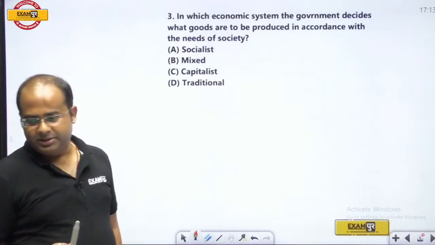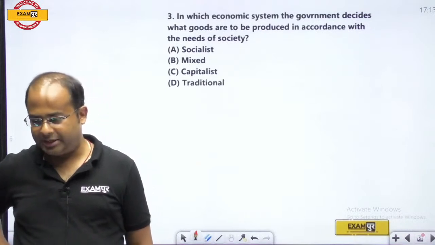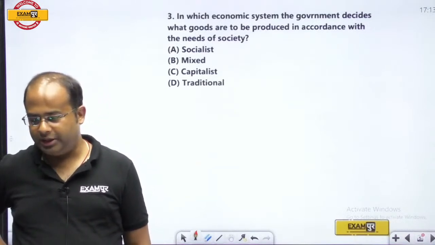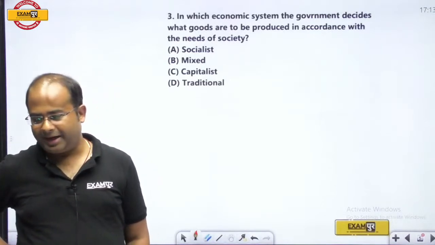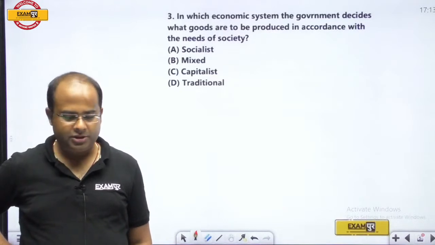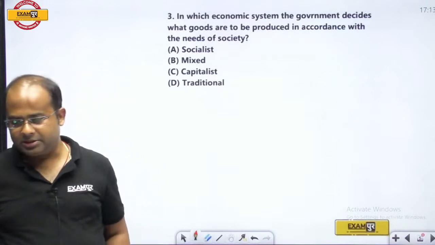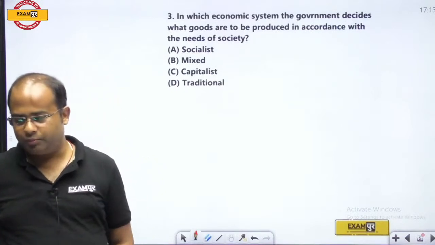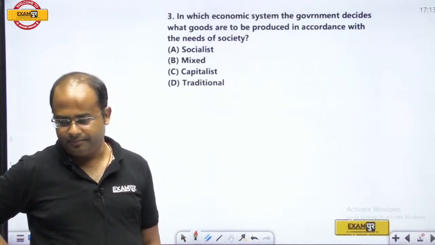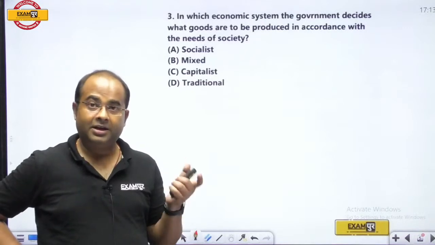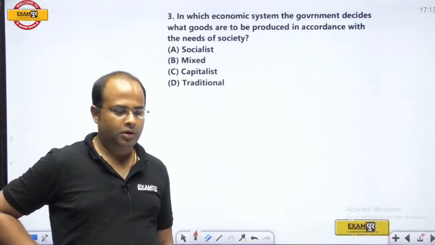Now, in an economic system, the government decides what goods are to be produced according to the needs of the society. So that is in which economy? Socialist economy, capitalist economy, mixed economy, or traditional economy? So in which economic system does the government decide what goods have to be produced according to the need of the society? So the government has interference in the productional system and distributional system. So what type of economy is it, guys?